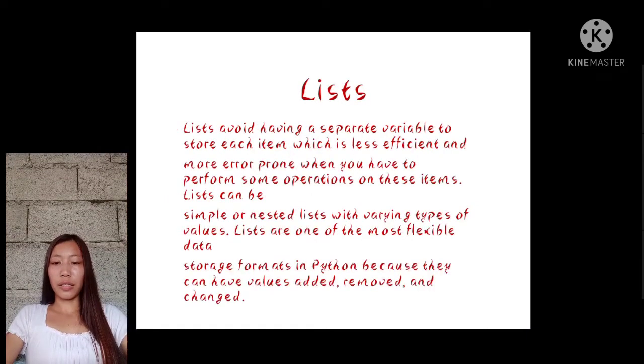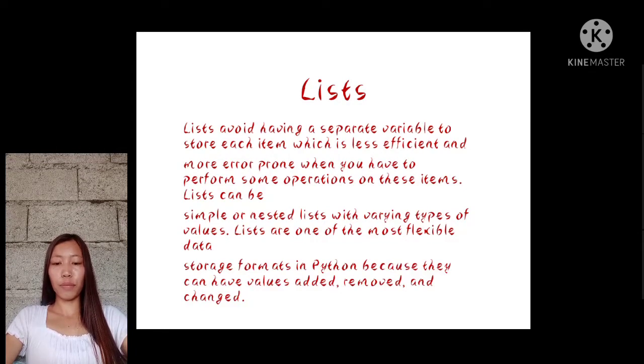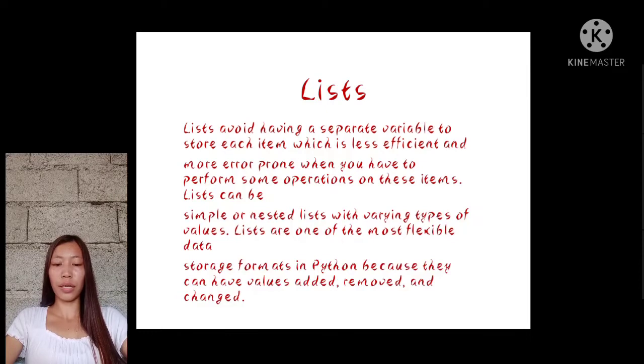Next is list. Lists avoid having a separate variable to store each item, which is less efficient and more error-prone when you have to perform some operations on these items. Lists can be simple or nested lists with varying types of values. Lists are one of the most flexible data storage formats in Python because they can have values added, removed, and changed.